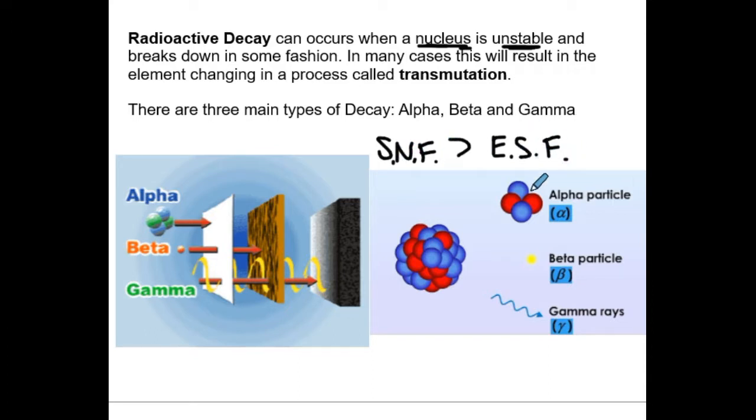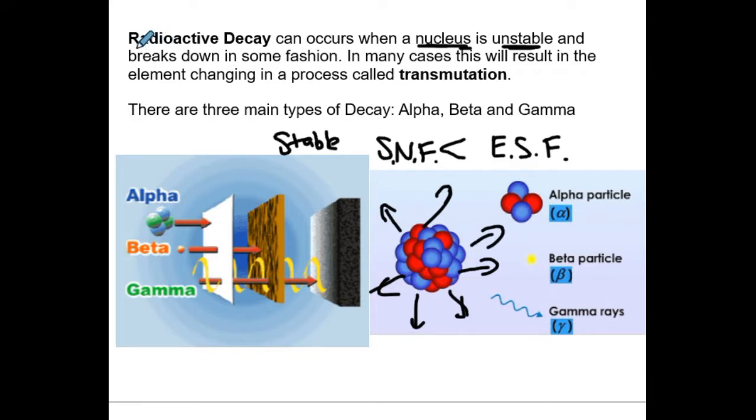If you have a strong nuclear force greater than your electrostatic force, here, I'll do it like this. Strong nuclear force greater than electrostatic force means something is stable. It means that all of this is able to stick together quite well. But what happens if it's not? What happens if your electrostatic force becomes greater than your strong nuclear force and this thing wants to start busting apart? Well, then that's what happens under radioactive decay. The nucleus is unstable and a process called transmutation happens.